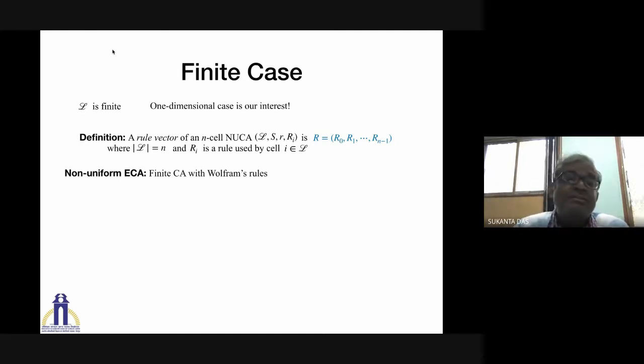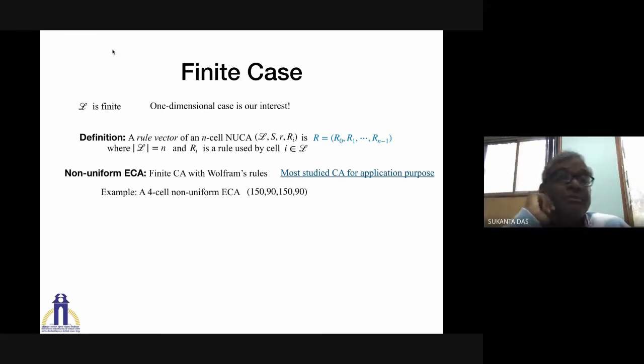And after that, throughout the 90s, you can find many works. All these works use this non-uniform ECA. This class of CA is the most studied CA for application purposes. Even today, when people try to use CA for some application purpose, for example pattern generation, random number generation, cryptography, or other cases, this class of CA is used.